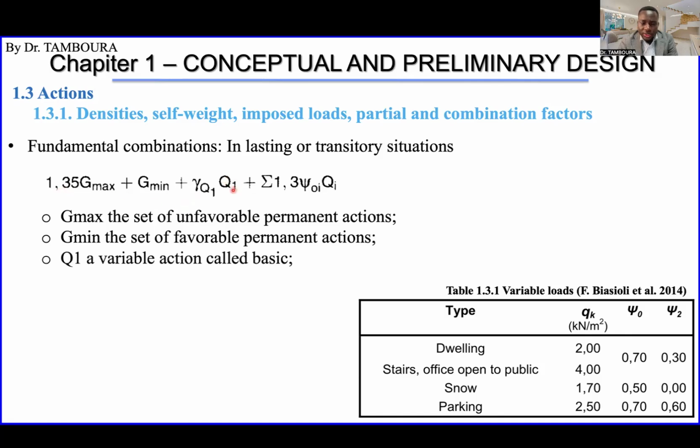And this one is the variable action, called the leading, or sometimes basic, leading variable action. It means maybe the most important one among the variable actions, the leading one. And it is multiplied, as you can see, by 1.5 sometimes, which is the partial factor gamma Q1. Here, this is gamma G1 or gamma G.